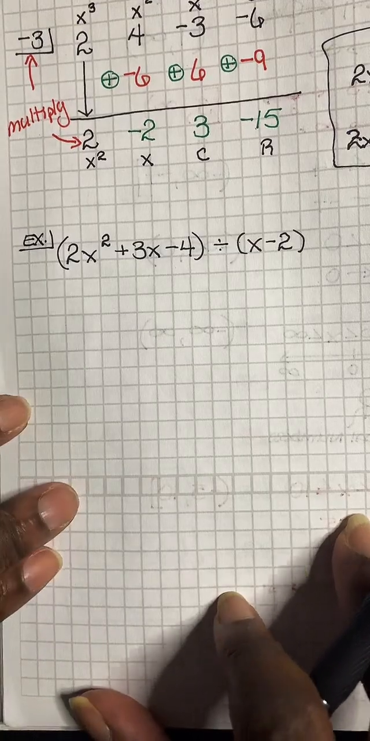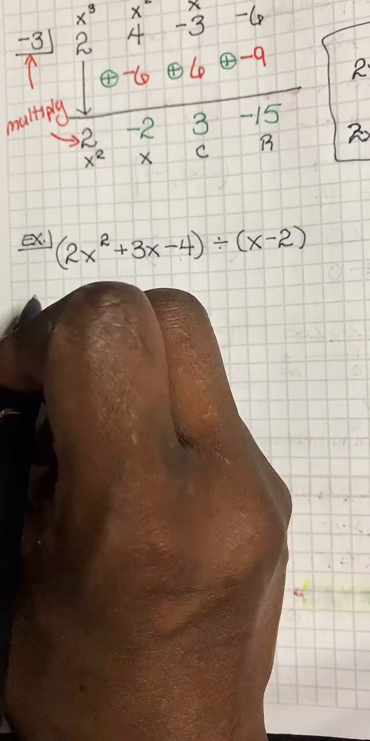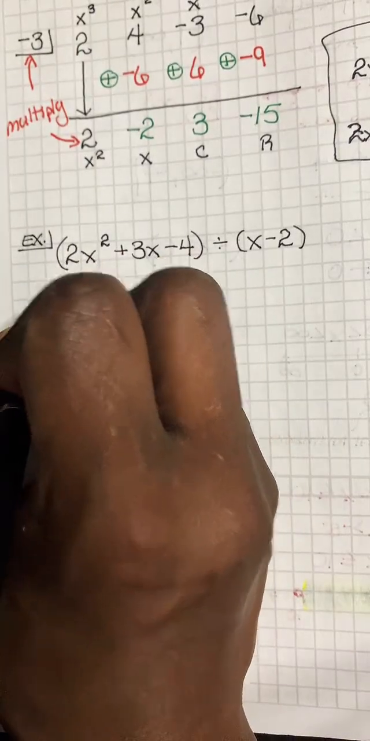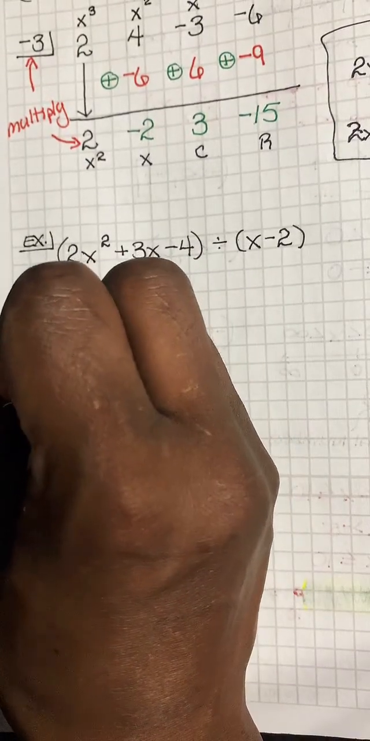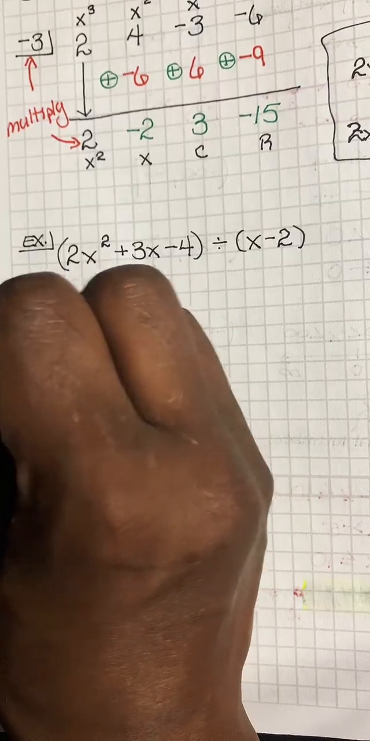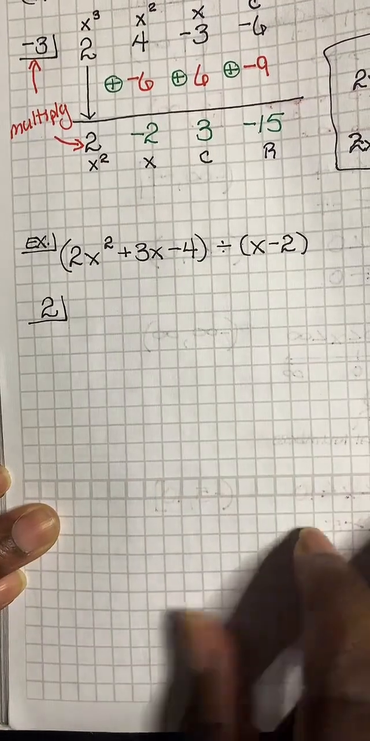Okay. So Coach is saying that what's going to go inside this box is going to be a positive 2. Do we agree?